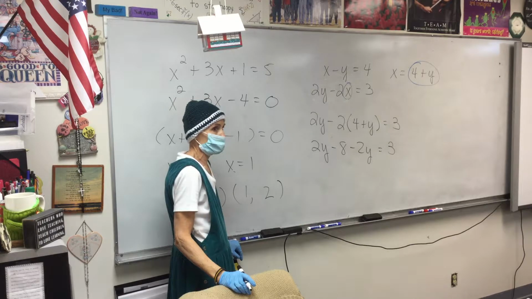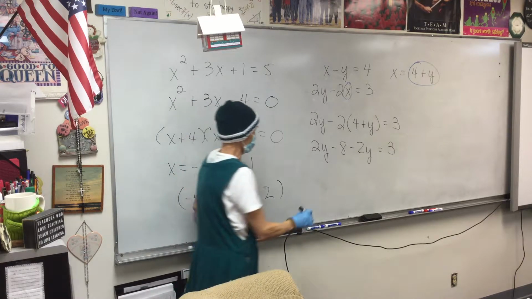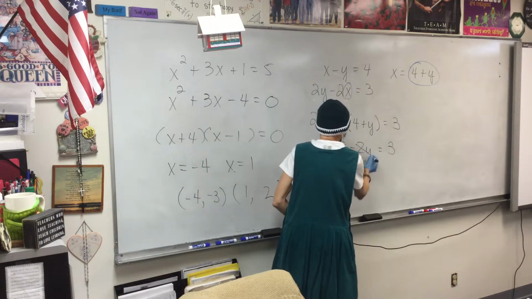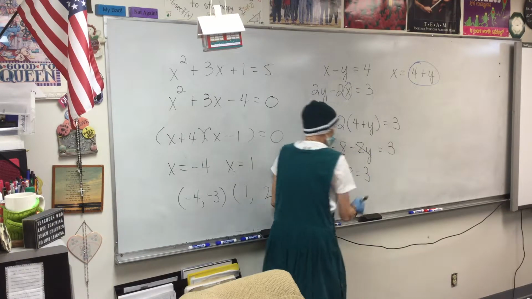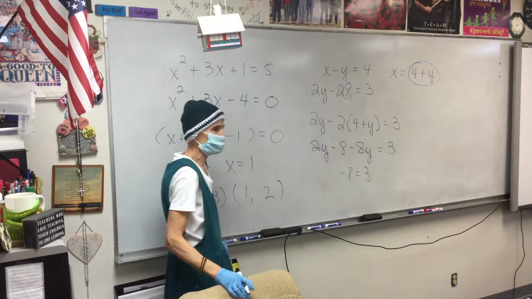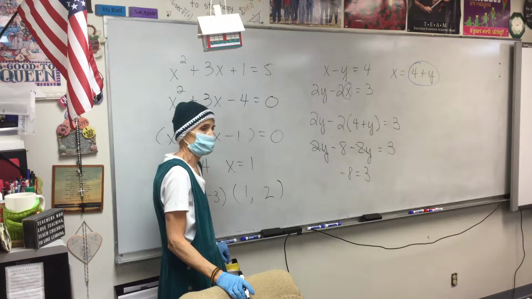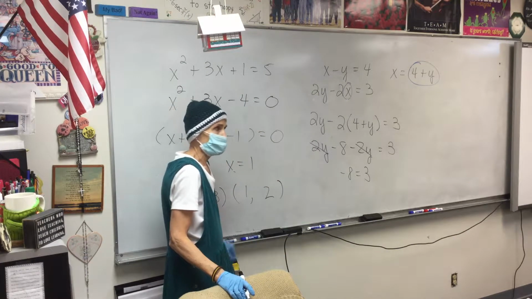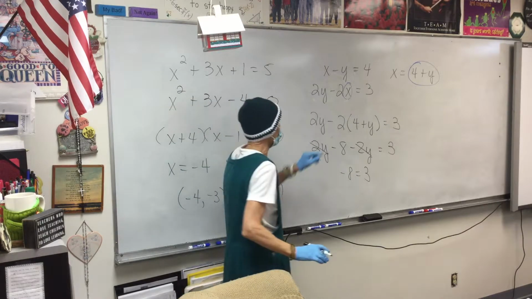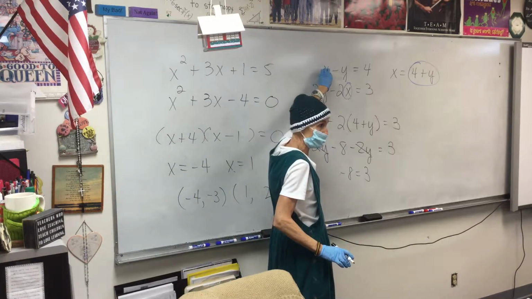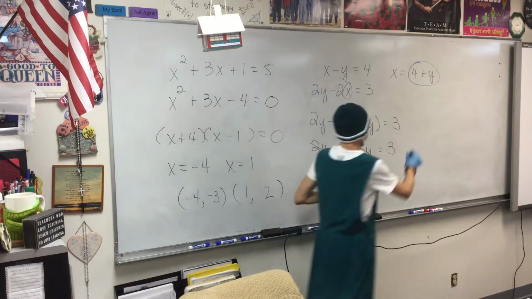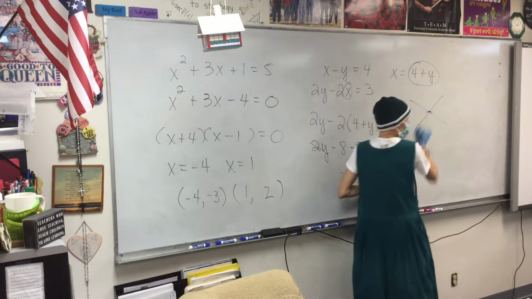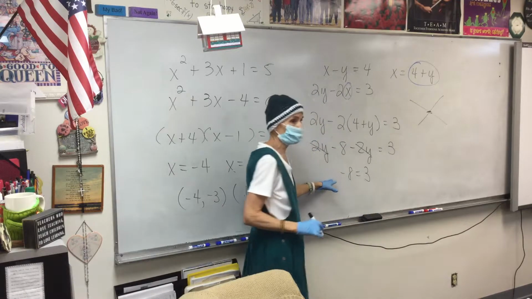Oh, Judy, you got a problem? What does this equation say? Wait a minute. Does negative 8 equal 3? No. All right, let's go back to the beginning. This was a line, and this was a line. We were looking for where they cross each other. They don't cross.